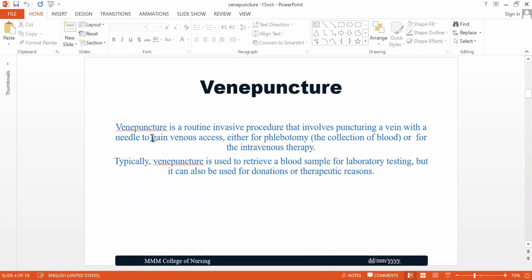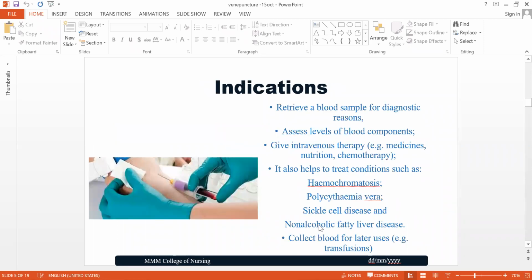So what is venipuncture? Venipuncture is a routine invasive procedure that involves puncturing a vein with a needle to gain venous access, either for phlebotomy, that is the collection of blood, or for intravenous therapy. Typically, venipuncture is used to retrieve a blood sample for laboratory testing, but it can also be used for donations or therapeutic reasons. So let's see what are the indications.